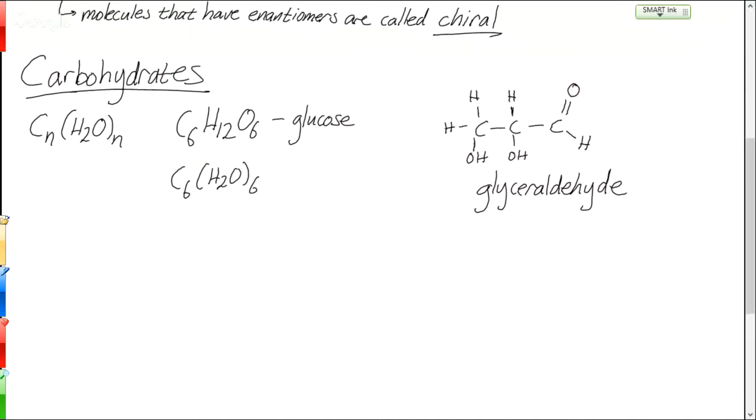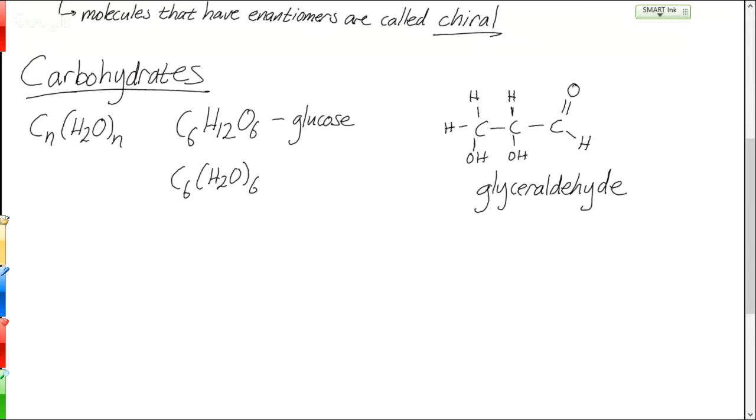And another way of saying that is that the mirror images, if you make these into two mirror images, which they are right here, mirror images, but they are not superimposable. So that makes them stereoisomers or enantiomers. That also makes them chiral.